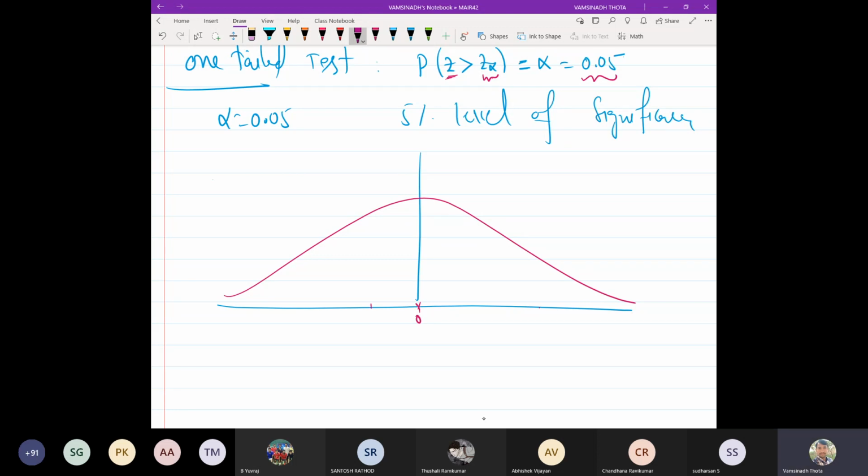Suppose Z alpha is here, then what will happen? Z is bigger than Z alpha, the entire area. You should count it. This entire area is equal to 0.05. No, right? Then obviously, where should it be located? It has to be located on the right-hand side, on the positive side.